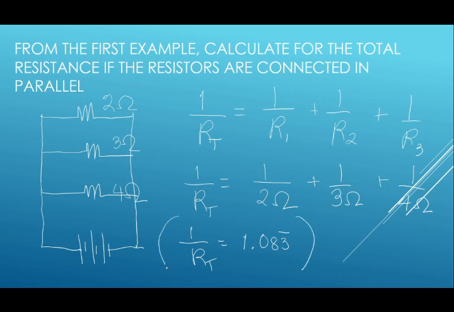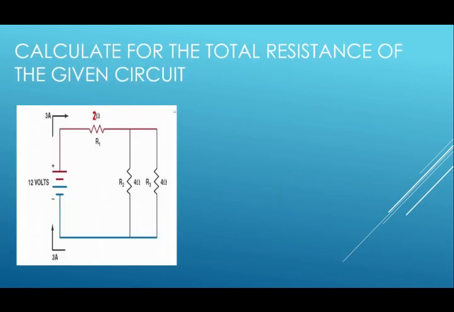Hence, to bring out the R total, you have to get the reciprocal. Hence, you will have to input the inverse of this one on your calculator, and you will have a total resistance value of 0.923 ohms. So this is the total resistance of these resistors connected in parallel. Let's try the following combination.